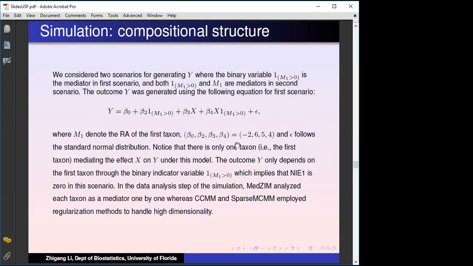So in this data generation, we compare the ability of these approaches to pick up the taxon that truly has the mediation effect. So when we generate the data, we only assume one taxon has the mediation effect. So we'll compare whether each approach can pick up that taxon or not.